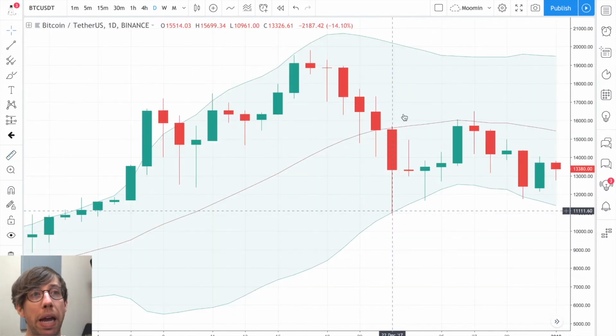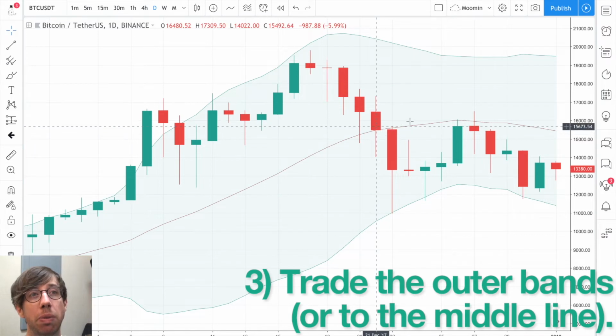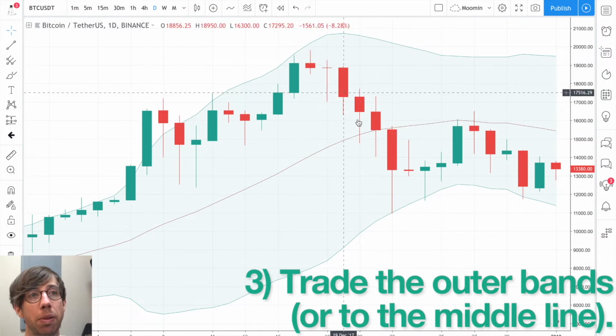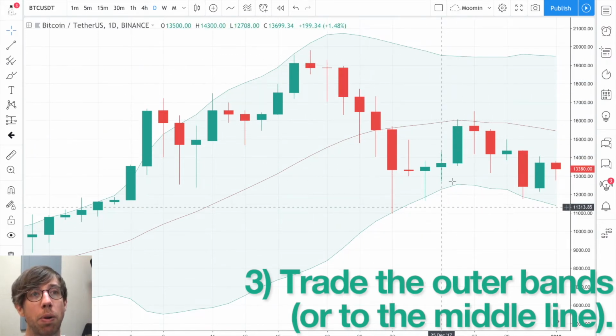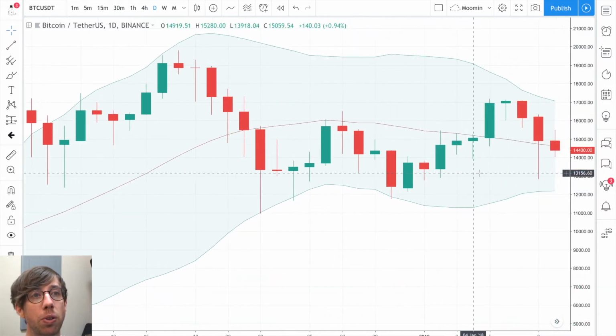Instead of trading from band to band, I think it's a lot easier to trade from band to the midline. It's a lot safer, and this midline, because it's a moving average, you're going to see the price, especially in sideways markets, go up and down. It's going to oscillate over it. Let's keep following this through.